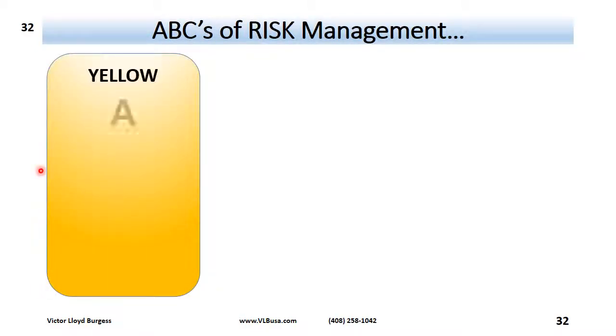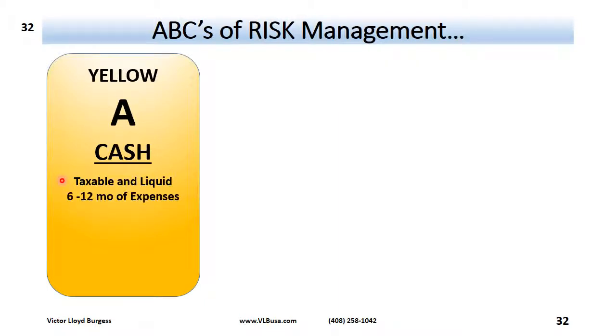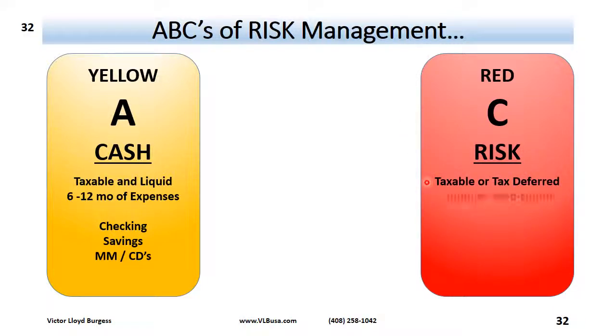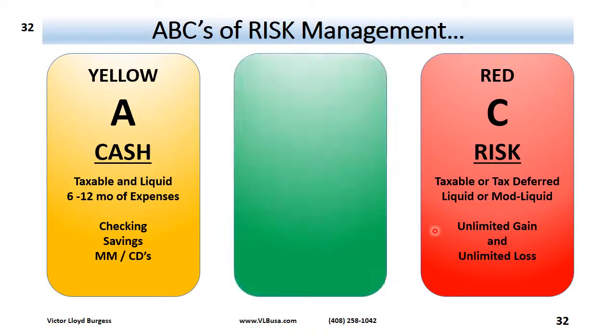So under our yellow money, or our A of the ABCs, is our cash. What is our cash? This is normally a taxable and very liquid account. It holds at least 6 to 12 months of our total expenses. It could be your checking, your savings, money market, CDs, normally is what they are. Now over here we have our red, or our C part of ABCs, our risk money. Taxable or tax deferred, liquid or moderately liquid, unlimited gains, and unlimited loss potential.